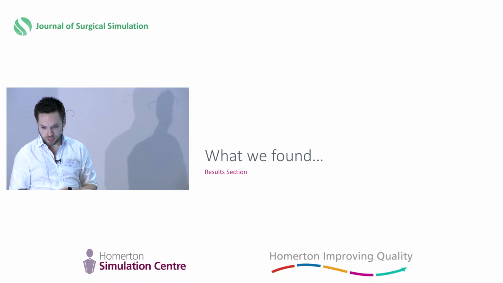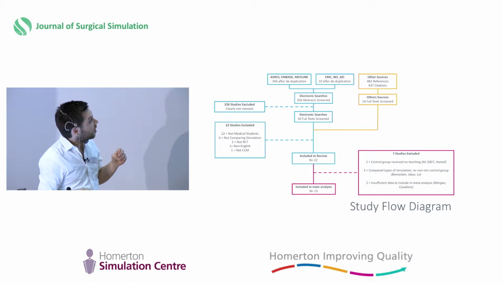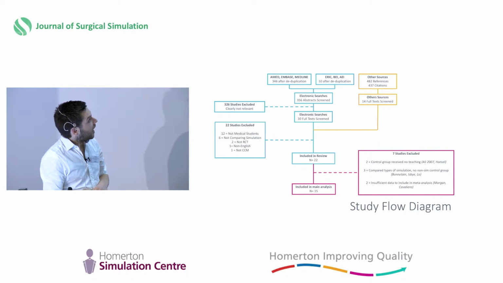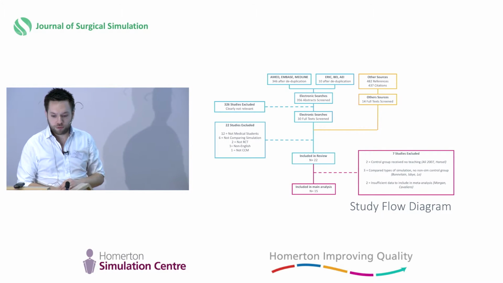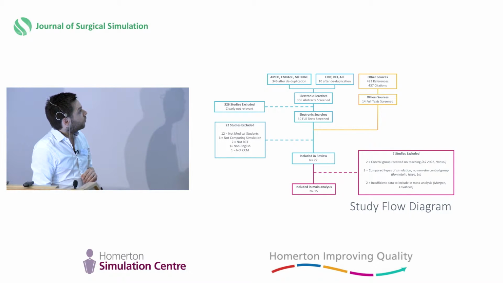So what we found. So this is the study flow diagram. So we screened approximately 1,300 abstracts, and that identified 44 full texts. And from those 44 full texts, we excluded 22 papers. Now, the one that's really relevant is the non-English papers.